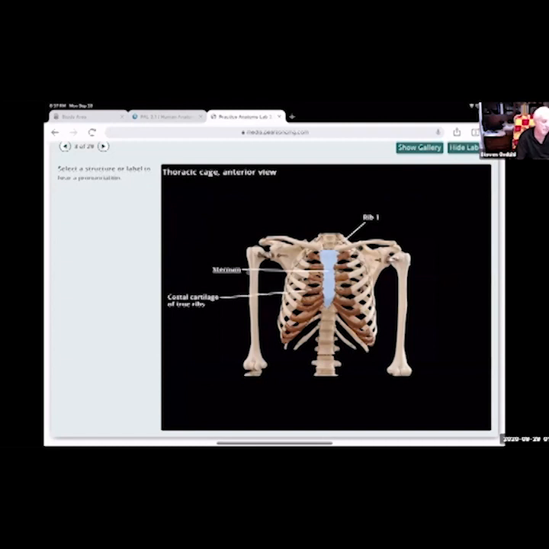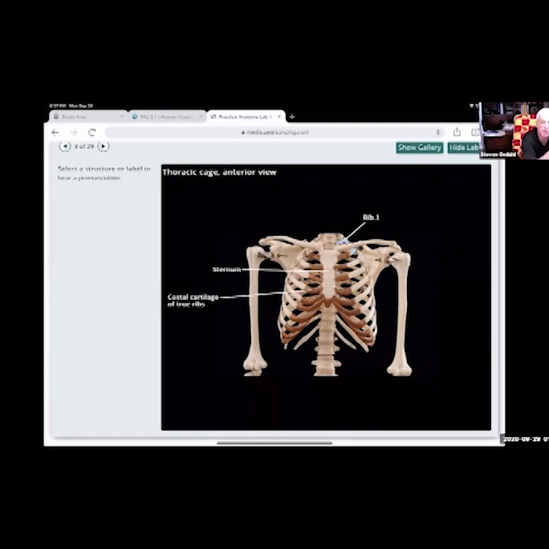The thoracic cage. You have the first rib. You can see all 12 ribs. Ribs 1 through 7 are called what? True ribs. Why? Because they connect directly to the sternum.